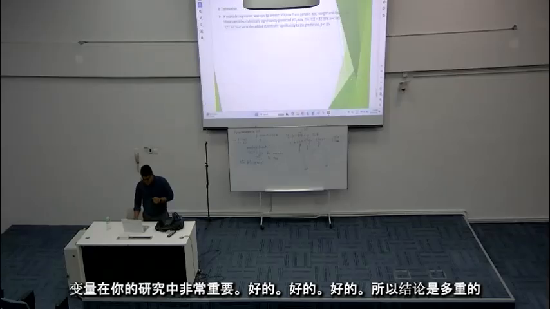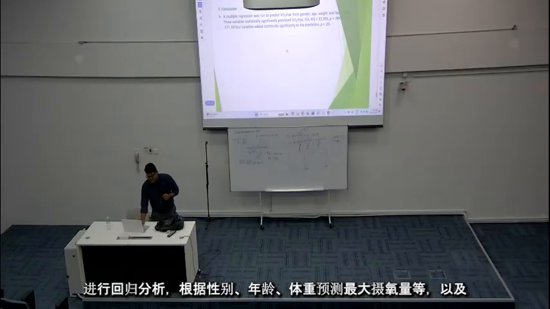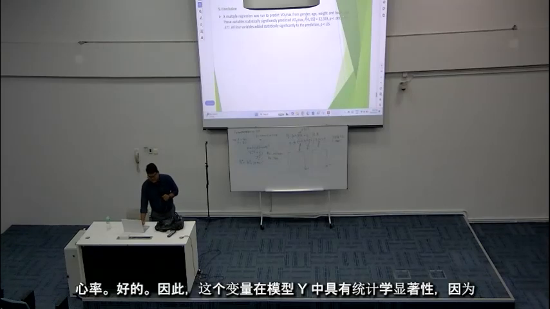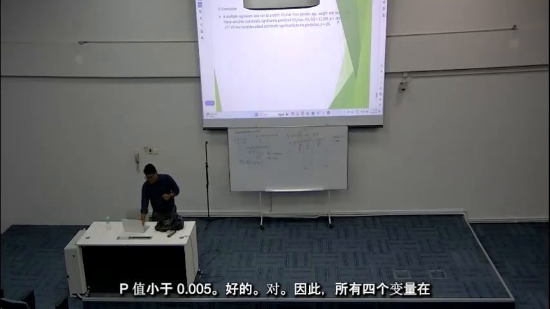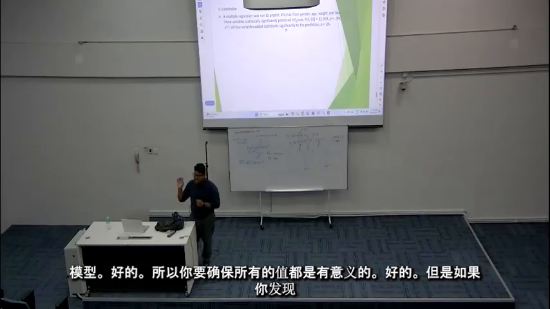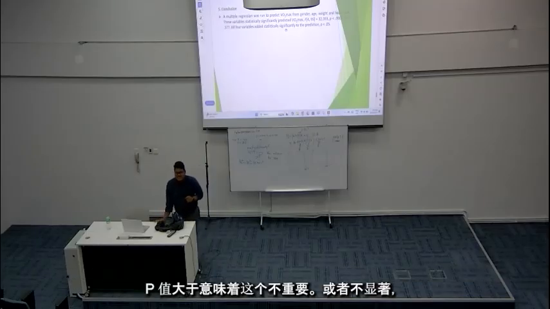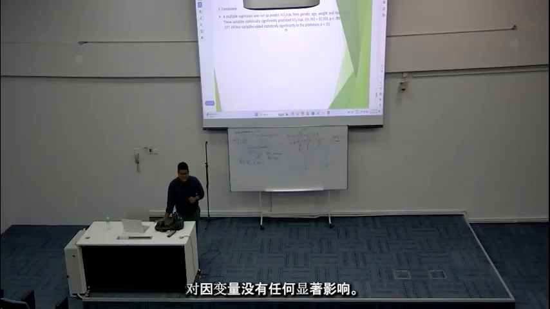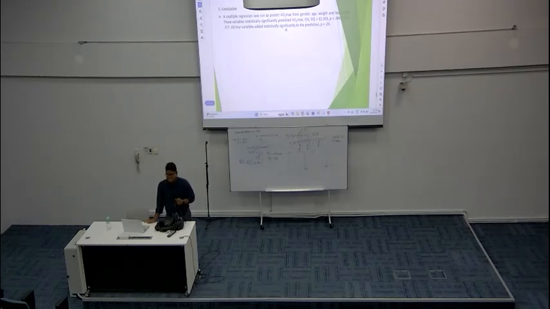So a conclusion is: a multiple regression was run to predict the VO2 max from the gender, age, weight, and also the heart rate. So this variable is statistically significant in predicting in the model. Why? Because the P value is less than 0.05. So all four variables are added significantly in the model. Make sure that all the values are significant. But if you found that the P value is greater, it means that that one is not important, or not significant, not having any significant impact on the dependent variable.